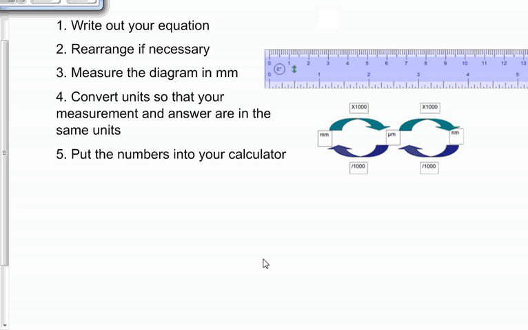Often that will involve multiplying by 1,000 to convert your measurement in millimeters to micrometers, but be aware that the examiners could ask you to do something different, like converting a measurement in meters or nanometers to something else, and then finally you put your numbers into your calculator. Always do a final check as well at the end of this process to check that your value is sensible. If you determine that your cell is several meters wide, then something has gone wrong in your calculation.